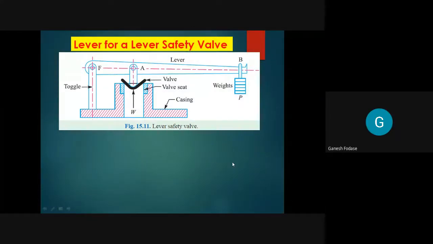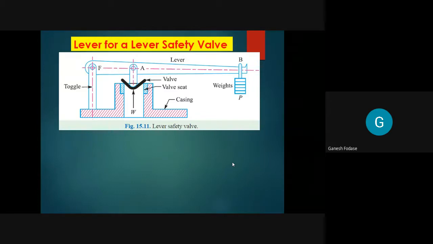Okay, so we are going to start now the next lever, which is important in our syllabus: the lever for a safety valve. Can anyone tell me an application of a safety valve? Where have you seen this? Because before designing any component, we should know where it is used, how it is used, why it is used.